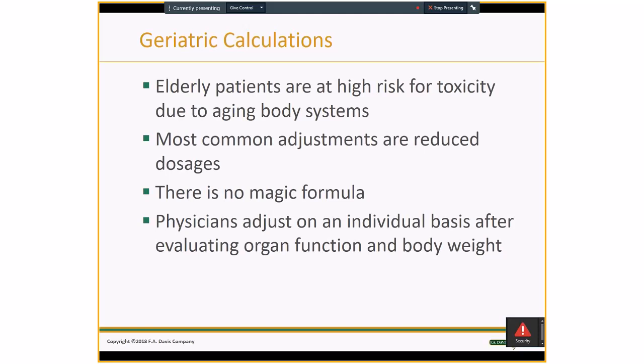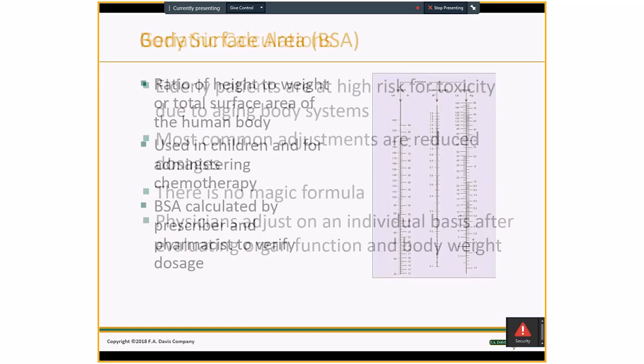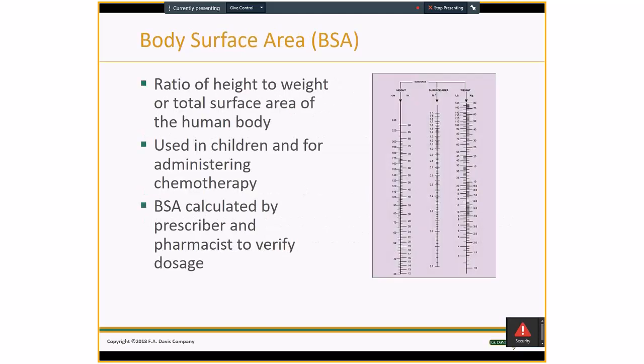But that's just something that is good to know, because if you saw somebody that's older and maybe they didn't have good kidney function and they had a really high dose of something, you could always question it. Are you sure you want to give them this much? Did you look at their labs? But they usually do a really good job about it. Just important to know.